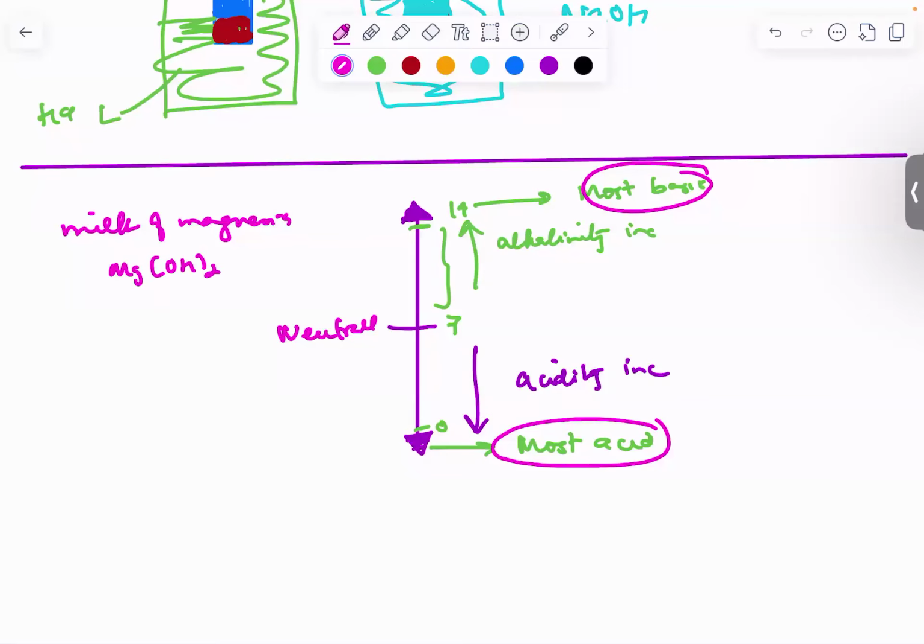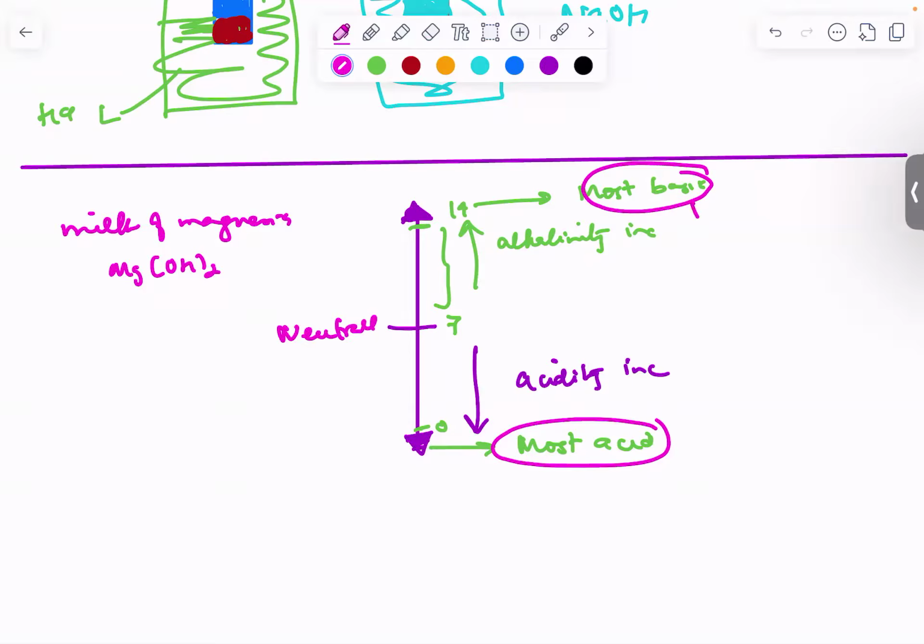If somebody is suffering from acidity, doctors ask them to take milk of magnesia before taking the meal. Why? Because milk of magnesia is basic. So what does it do? It neutralizes the acidity of the stomach. So that is why milk of magnesia is taken.